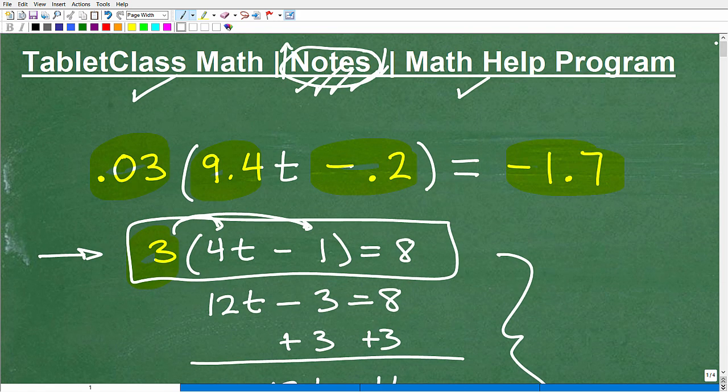Now, once you understand how to do a problem like this, it's not enough to say, okay, now I know how to do this. I'm an expert in solving equations with decimals. No, you want to practice more. Okay, so make sure you continue on and practice and apply what you learn.